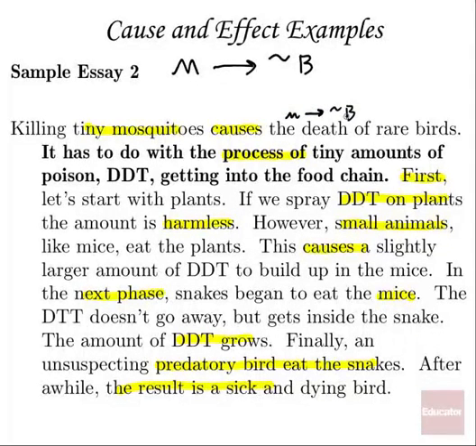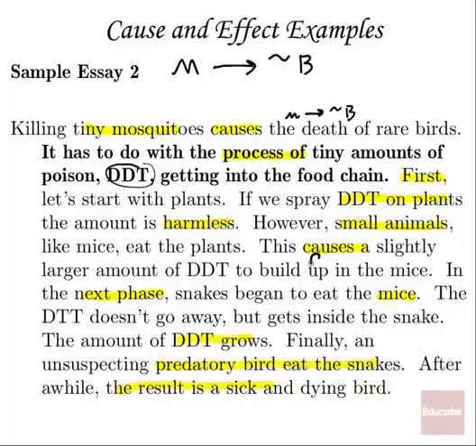It has to do with the process of tiny amounts of poison, DDT, getting into the food chain. So I'm going to pay attention to when DDT keeps coming up because this poison was defined for me early on. First, let's start with plants. If you spray DDT on plants, the amount is harmless. Well, there's no cause or effect there, but let's keep listening. However, small animals like mice eat the plants. This causes an amount of DDT to build up in the mice.